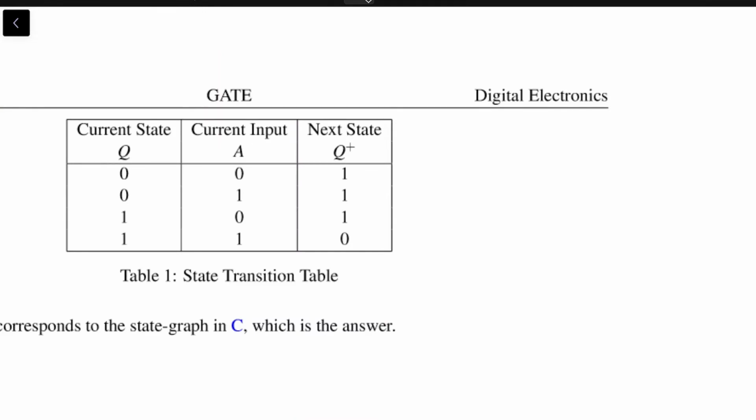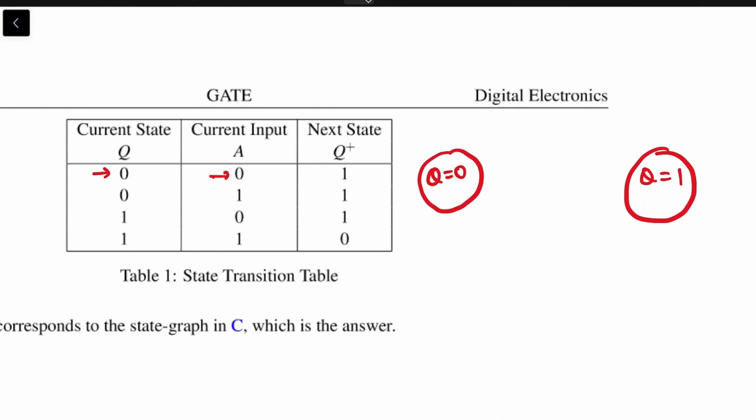So let us now draw the state graph from the state transition table. First we draw two nodes that correspond to the states Q equal to 0 and Q equal to 1. So we'll go over each state and each input to find out what the next state is. For the current state Q equal to 0 and current input A equal to 0, the next state is Q equal to 1. So we draw a directed edge from the current state to the next state, and write the current input that is responsible for that. Similarly, 0, 1 gives us 1.